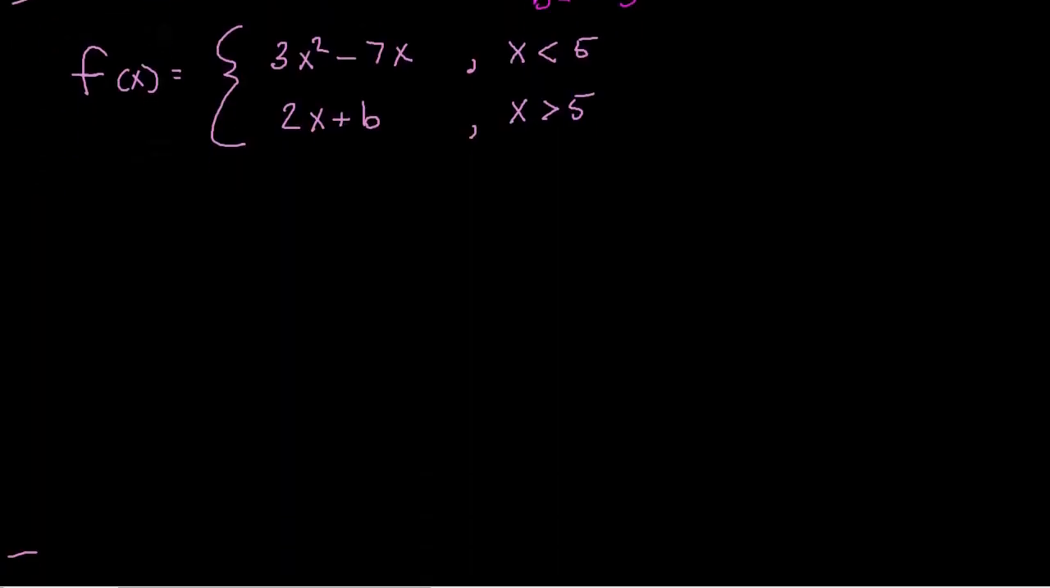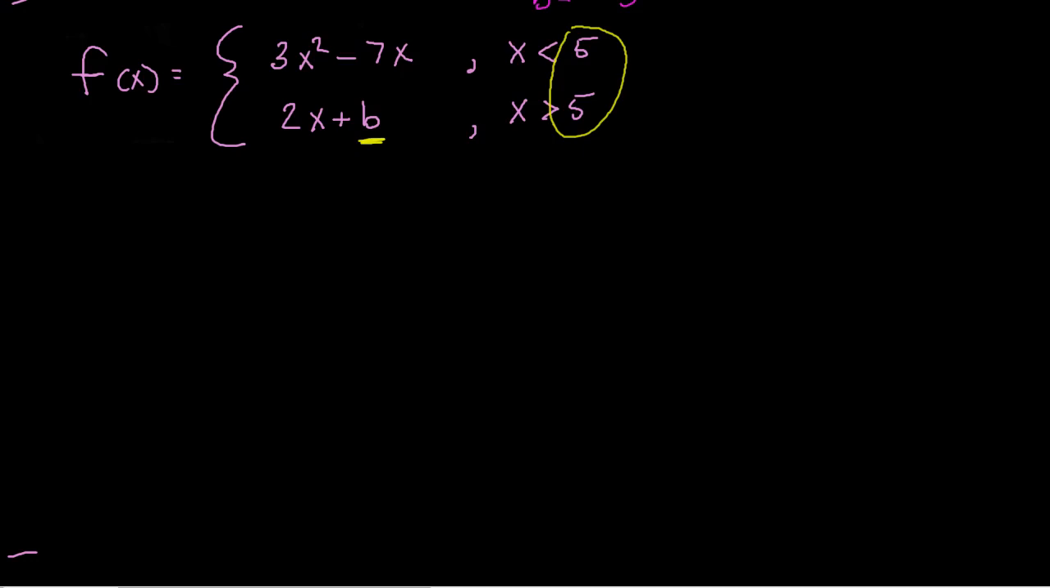All right, let's look at another one here. This is another function, and it tells us when x is less than 5, we're going to use the function 3x squared minus 7x. When x is greater than 5, we're going to use the function 2x plus b. And the question is, what does b need to be in order for this to be continuous? Well, the key is the transition point of 5. When I plug 5 in, I need to get the same value when I'm less than 5, that's to the left, as when I'm greater than 5, that's to the right.